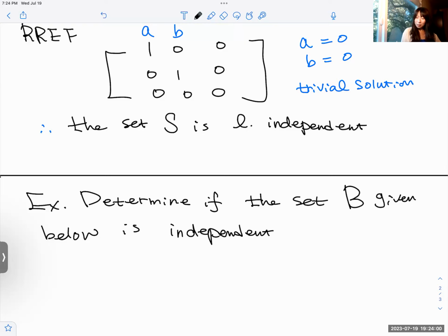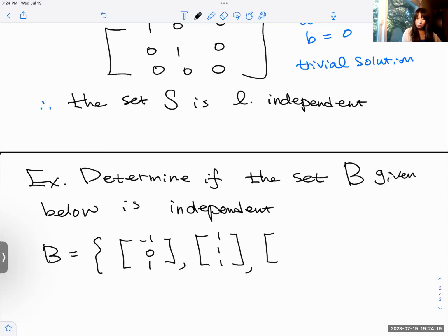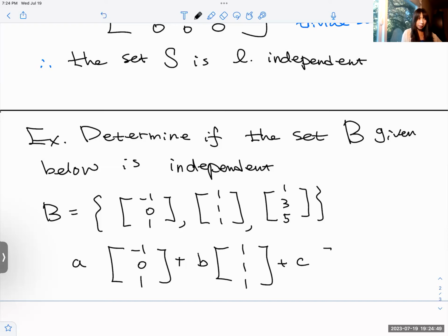Okay, so we have B equal to the set of -1, 0, 1, and 1, 1, 1, and 1, 3, 5. So everything is about the column vector. We want to show those are independent. Then same as earlier, we set those equal to the 0 vector, right? So we have A(-1, 0, 1) plus B(1, 1, 1) plus C(1, 3, 5) equal to the 0 vector.